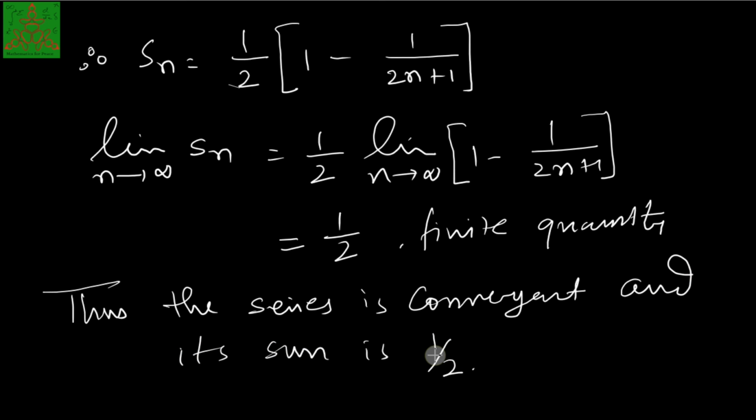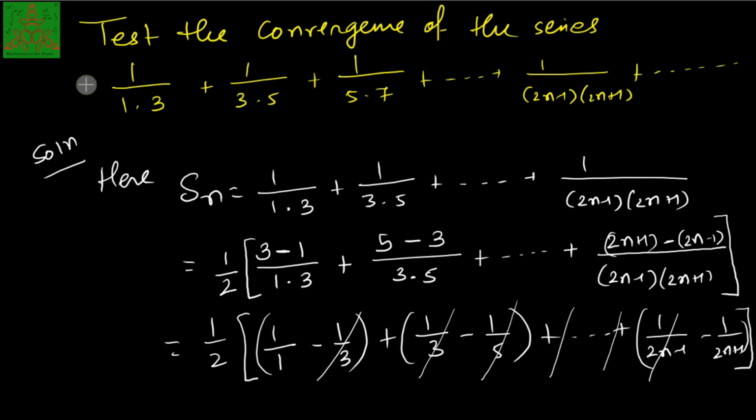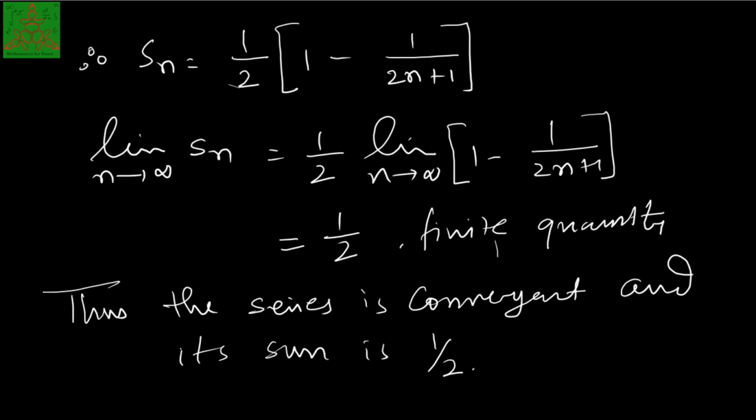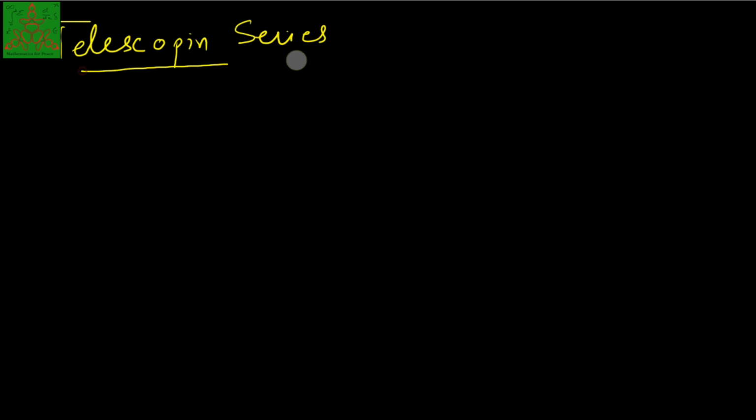The sum will be 1 by 2. That means the sum of all the series that we have here is 1 by 2, we can obtain. Similar kinds of examples I can give you as homework. This series is known as a telescoping series.